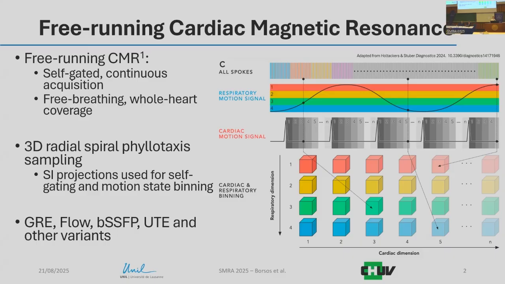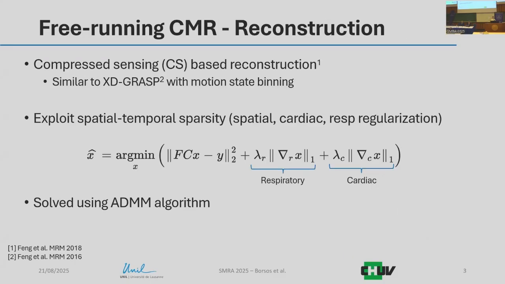It's important to note as well that with this framework, because we're binning into cardiac and respiratory motion states, each one of these volumes is very highly undersampled. So right now, to deal with this undersampling, we're reconstructing using a compressed sensing-based approach. This is similar to XD-GRASP.